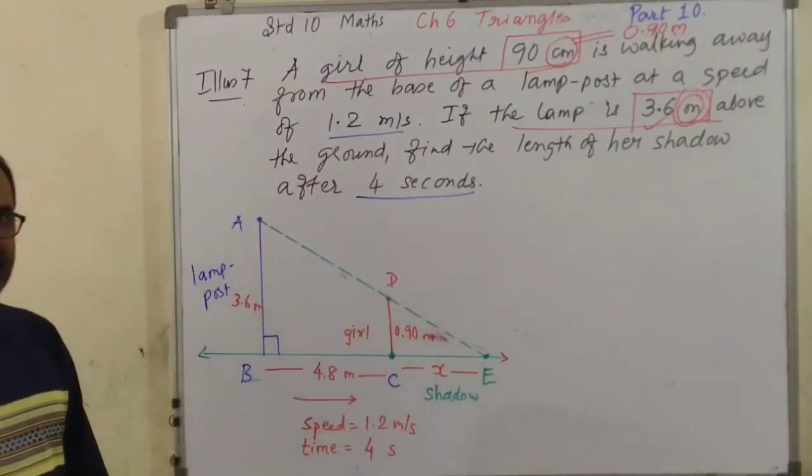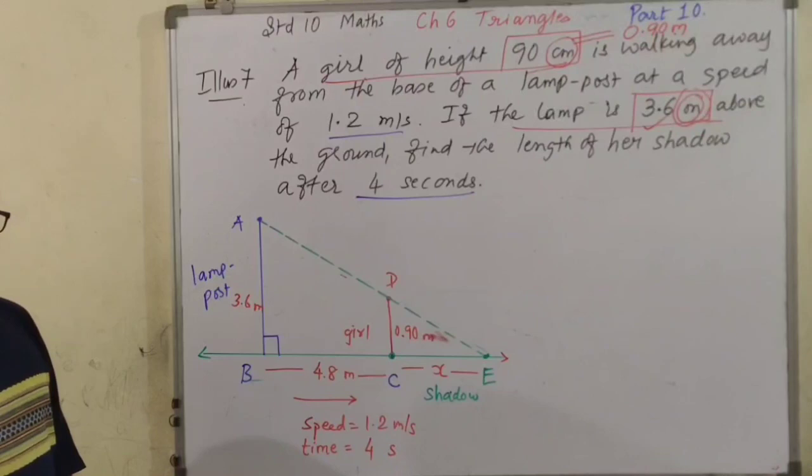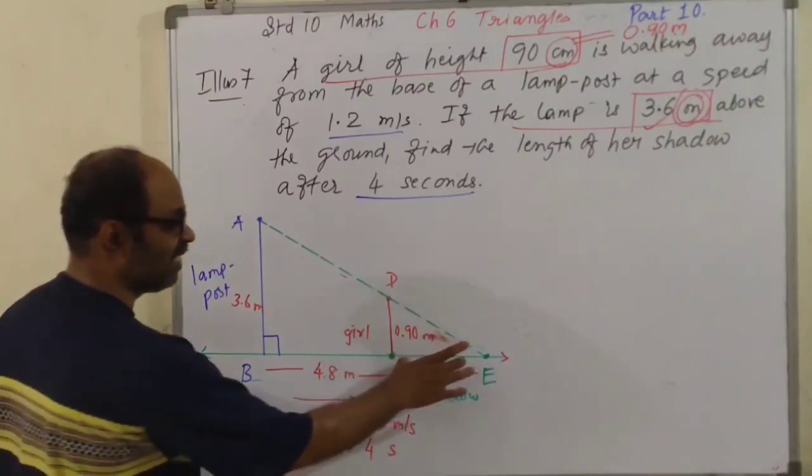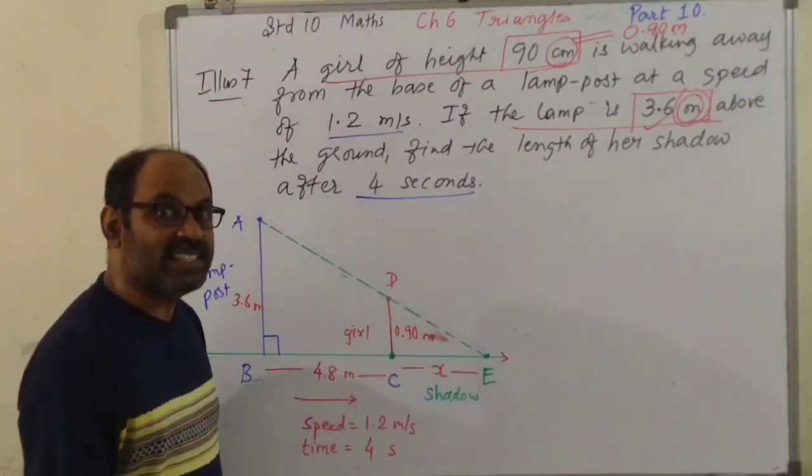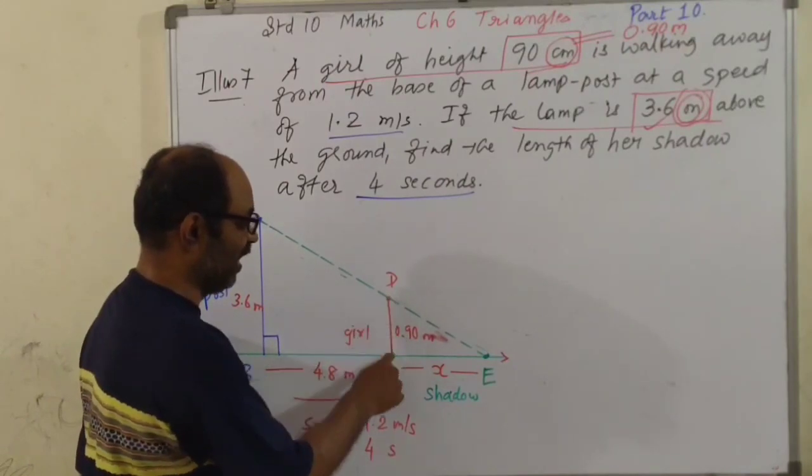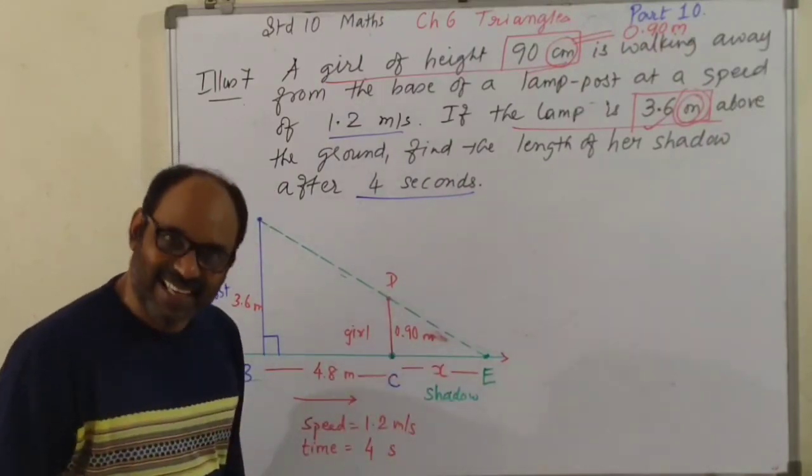Now what is to be done? Children, there are two. See, you have to find this, CE. What is CE? One of the sides of triangle DCE. Correct?